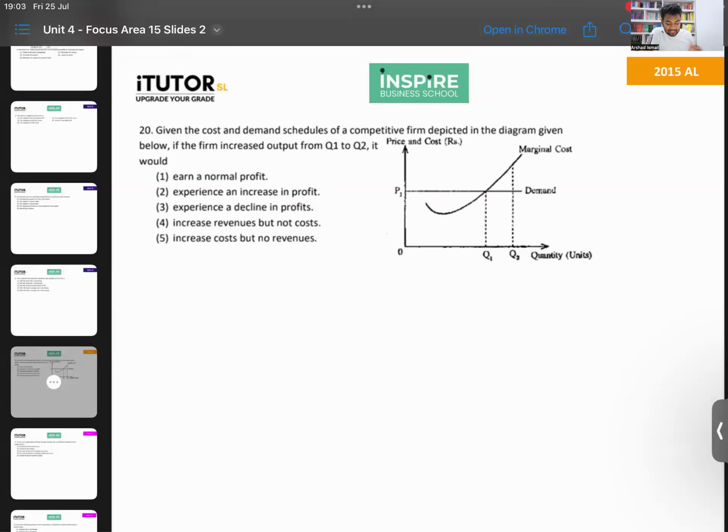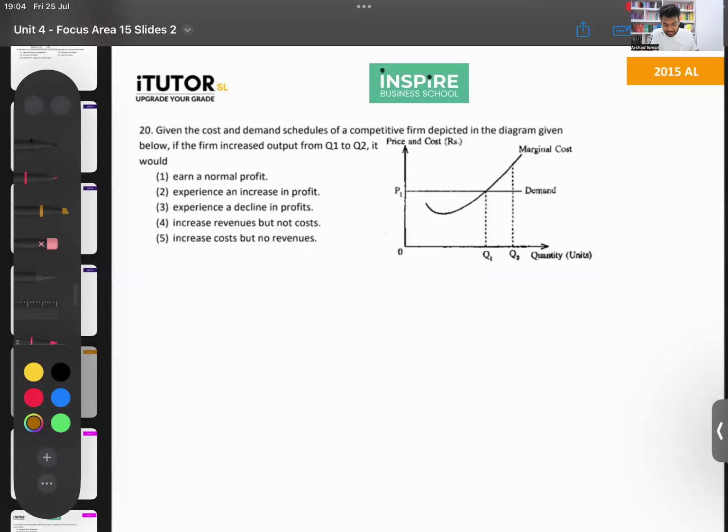They're saying, given the cost and demand schedules of a perfectly competitive firm depicted in the diagram given below, if the firm increases output from Q1 to Q2, it would earn a what? Normal profit, experience an increase in profit, experience a decline, increase in revenue but not cost, increase in cost but not revenue. Which one did you all go with as the answer?